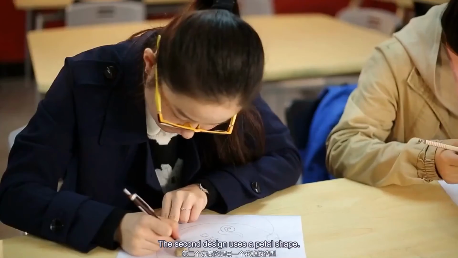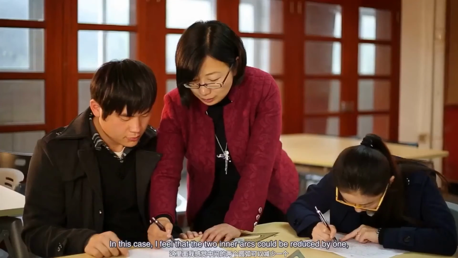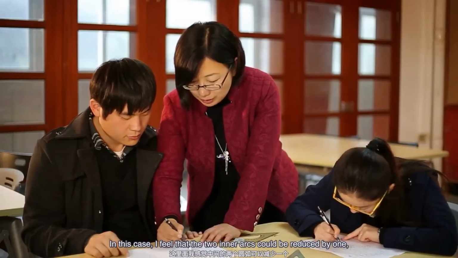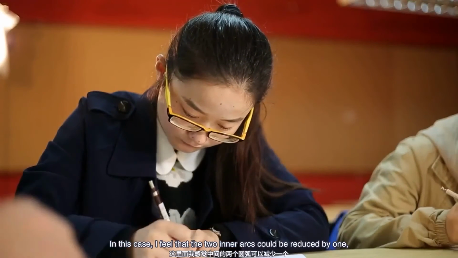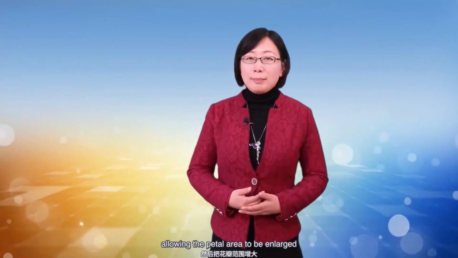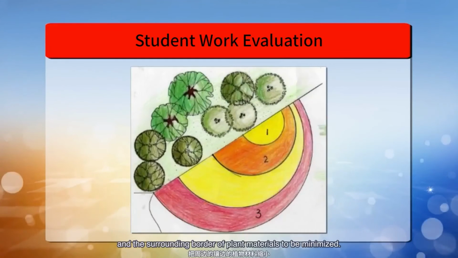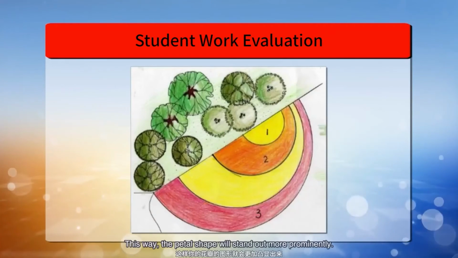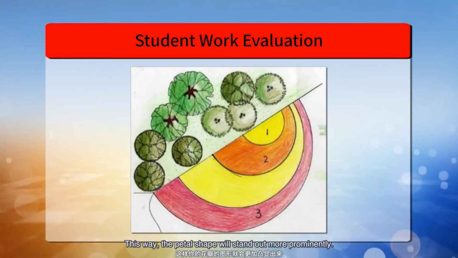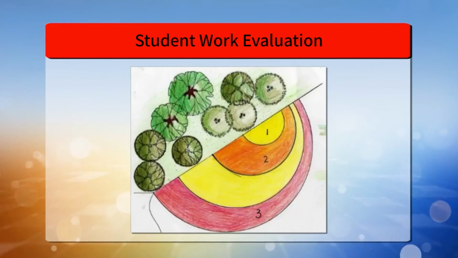The second design uses a paddle shape. In this case, I feel that the 2 inner arcs could be reduced by 1, allowing the petal area to be enlarged and the surrounding border of plant materials to be minimized. This way, the petal shape will stand out more prominently.